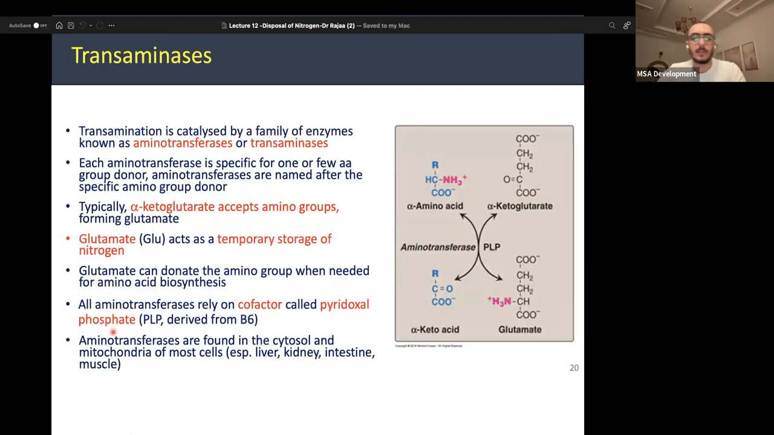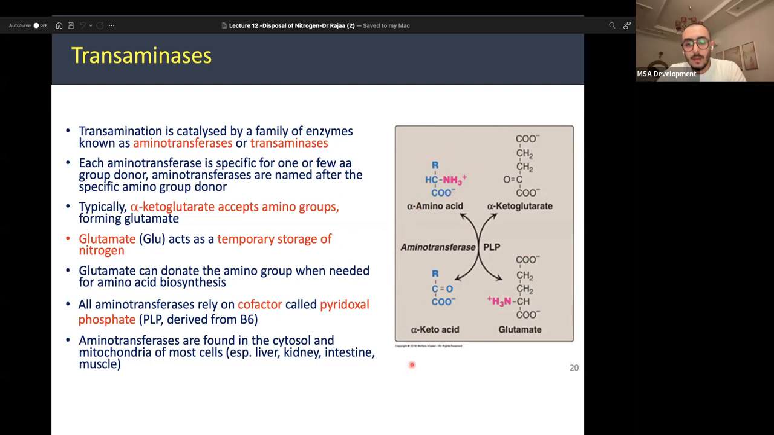Again, this whole slide is just explaining what I mentioned. Let's read it together. Transamination is catalyzed by the family of enzymes called amino transferases or transaminases. They have two names basically. The donor will be the amino acid. It will donate this ammonium. It will give it to the... It's hidden by the camera. Sorry.